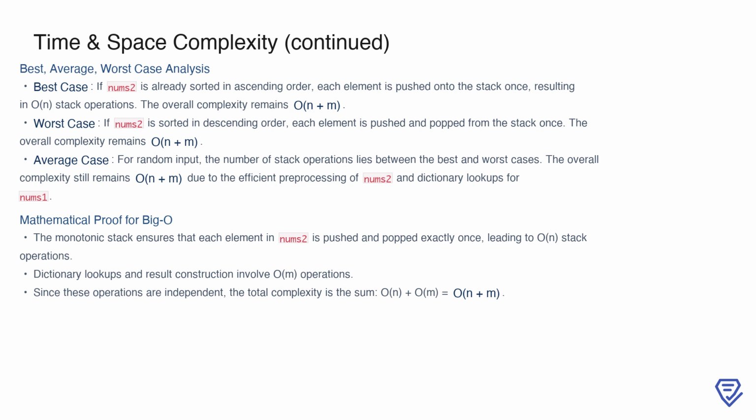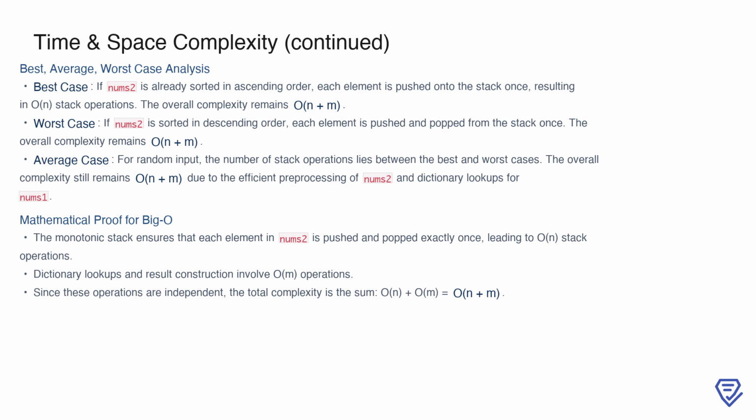In the best case, where nums2 is already sorted in ascending order, each element is pushed onto the stack once, resulting in n stack operations. In the worst case, where nums2 is sorted in descending order, each element is pushed and popped from the stack exactly once. Even in this scenario, the total time complexity remains O(n + m).